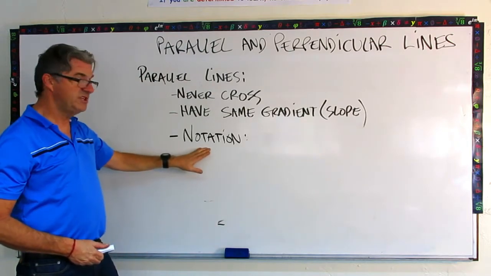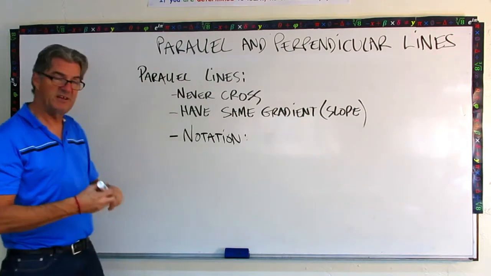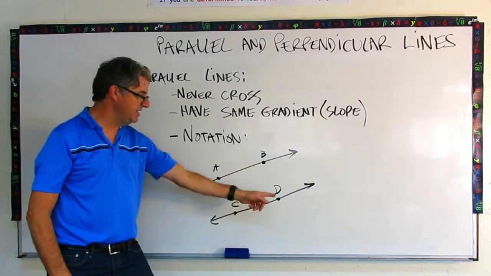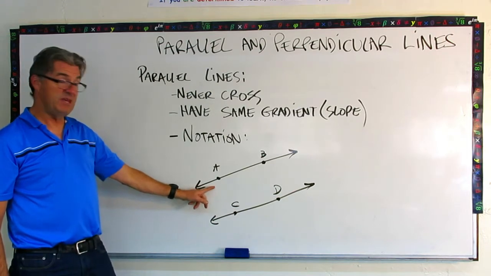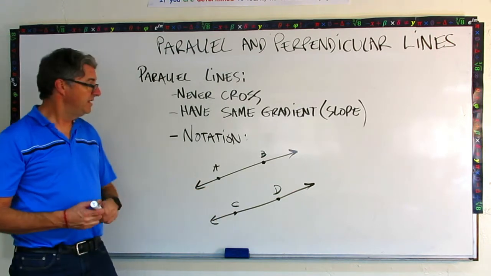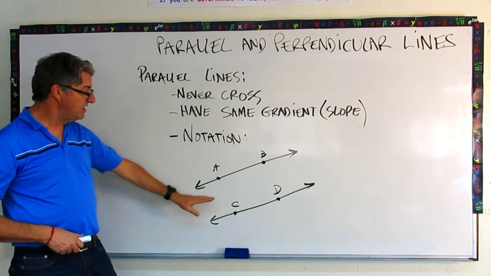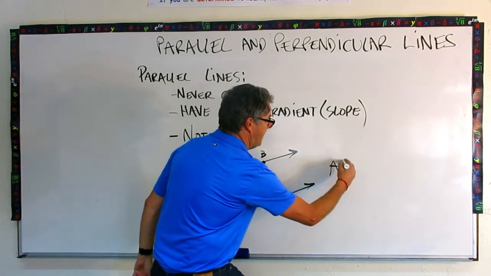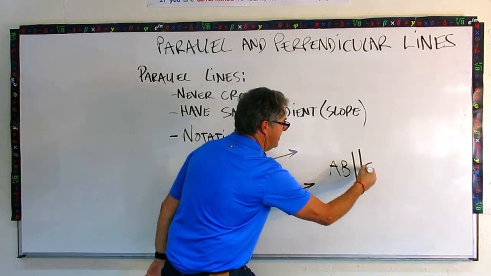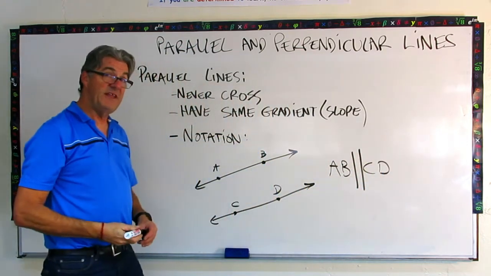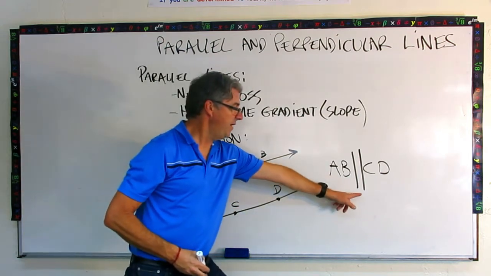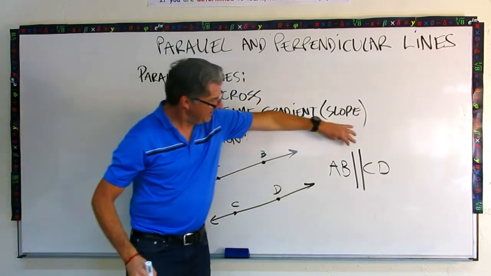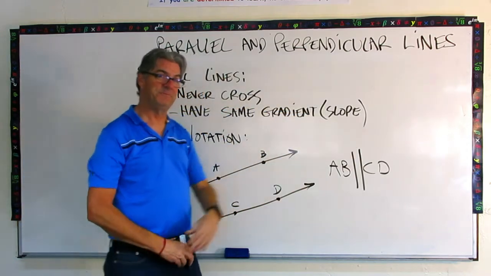So I'm going to show you a little notation along with the diagram right here in a sec. Okay, here's 2 lines, and I've described them by showing you 2 points that are on each line. So we could call this one line AB and this one line CD. Now we can write down notation that would tell us that this one's parallel to that one, and it would look like this. And that just means AB is parallel to CD. And that symbol is pretty easy to remember because it's 2 parallel lines right there.